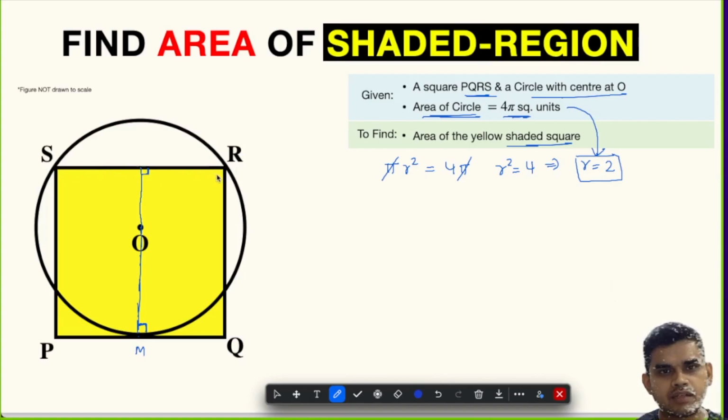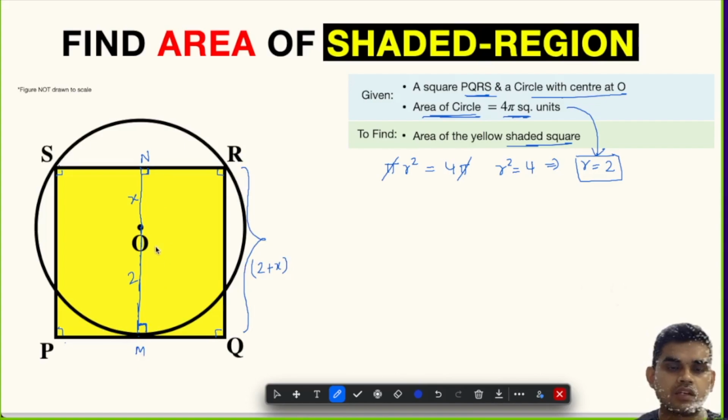Because PQRS is a square, each interior angle is 90 degrees. So PQ will be parallel to SR. So if OM is perpendicular to PQ, and we extend this, let this point be N, then ON will also be perpendicular to SR. Now from O to M, this distance is 2 units. This is the radius of the circle. Let the distance from O to N be x units. So what will be the side of this square? This is the side of the square, which is 2 plus x.